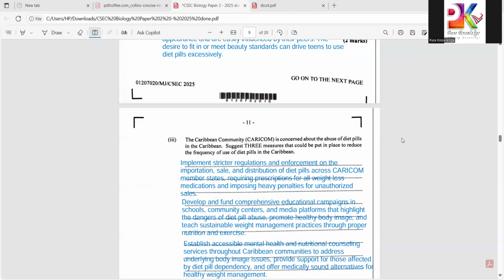Next one, we say you could have an education campaign. You can never go wrong with education, right? In schools and communities, on social media that highlight the danger of diet pill abuse. Tell them, because a lot of people don't know that the stimulants can affect their heart, right? So promote healthy body image, teach sustainable weight management practices through proper nutrition and exercise.